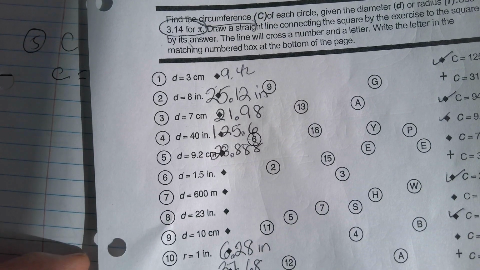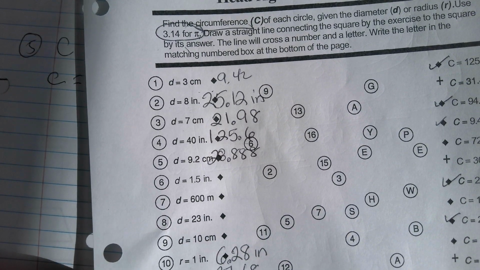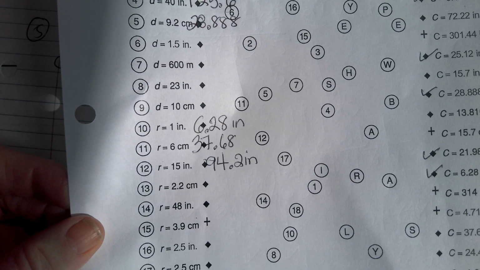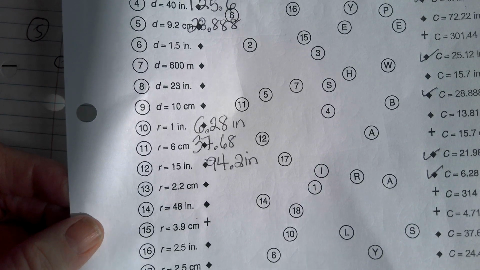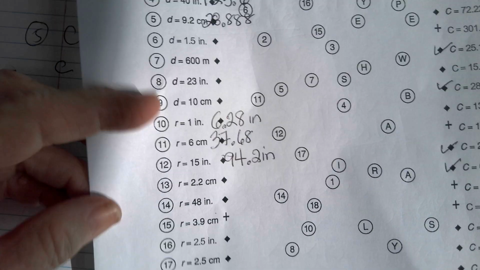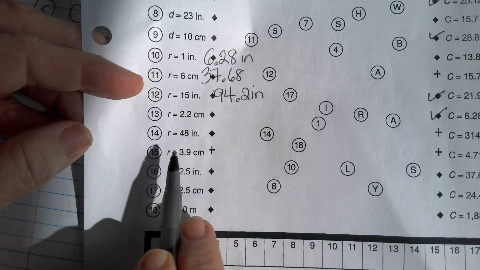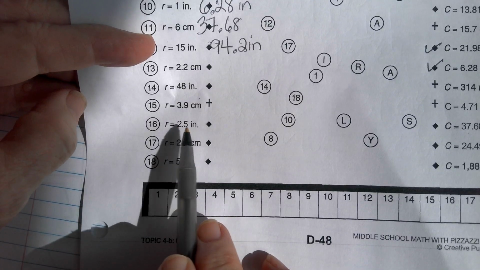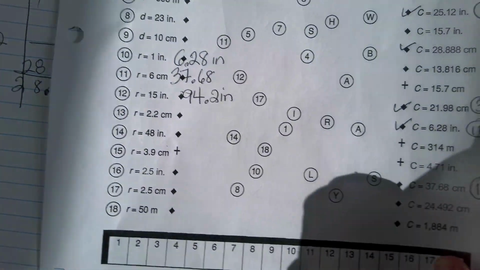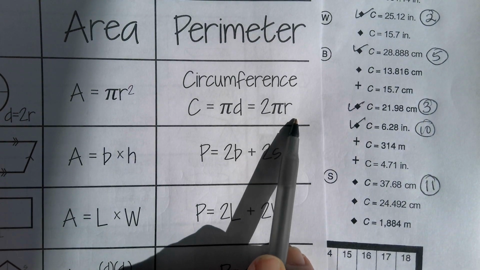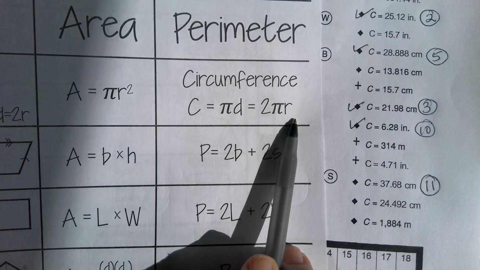And then we're going to go down to number 13. Actually, we're going to do number 15, because that's a harder number to work with. Now this ingredient is a radius. If that ingredient is a radius, should I choose the diameter formula or the radius formula? The radius formula.